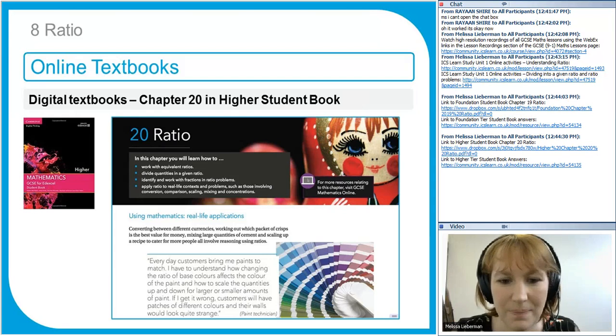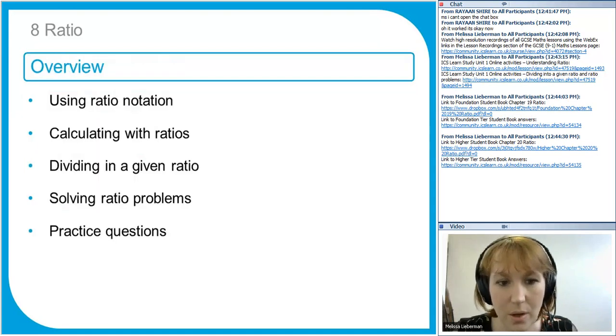But ratio is probably around a grade 4 to 5 level, so those questions would appear on both the higher and the foundation tier exam papers. There's quite a lot of overlap. Okay, so that's what we'll go through today.